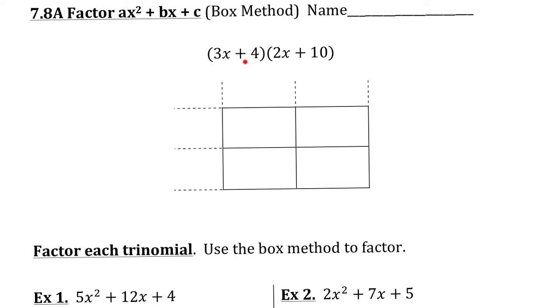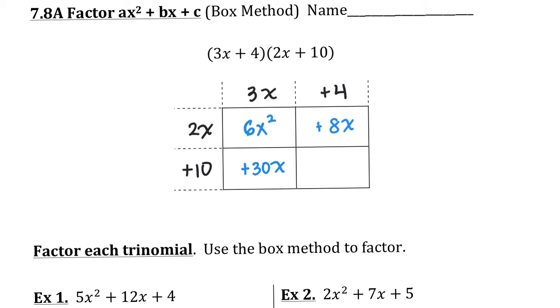If you recall, we did 3x plus 4 times 2x plus 10. On one side, we put the 3x plus 4. On the other side, we put the 2x plus 10, and then to fill in the blanks, we multiply. So 2x times 3x is 6x to the second. 2x times 4 is positive 8x. 10 times 3x is positive 30x. And then 10 times 4 is positive 40. And then we put our answer as 6x to the second plus 38x plus 40.